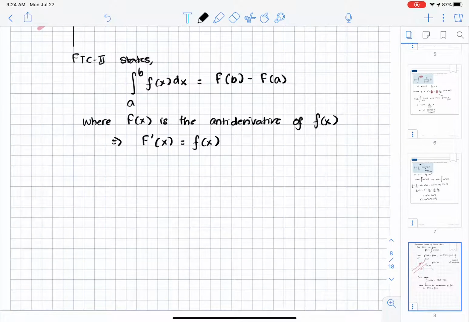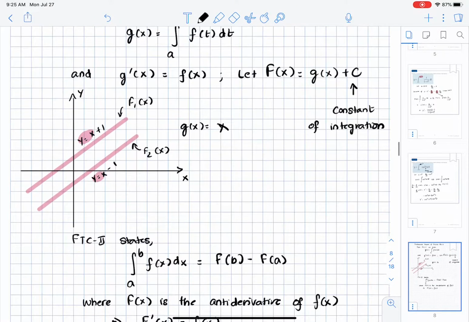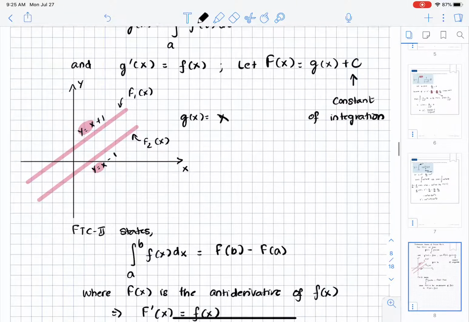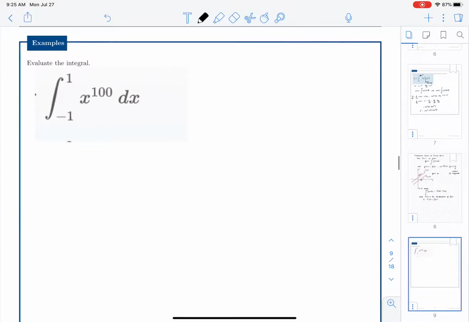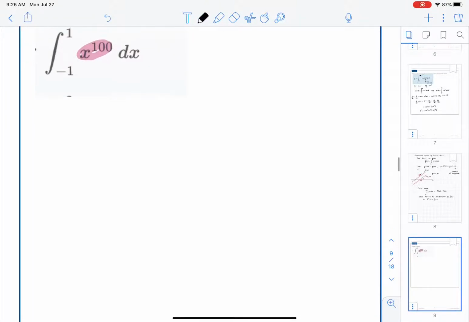Now, the constant doesn't matter when we evaluate a definite integral, because the c's would just get cancelled. The constant matters when we have a function, in which case we have to specify the constant. So, here is a problem where we want to evaluate the integral of this function. So our objective is to find f of x so that f prime of x equals x raised to 100.